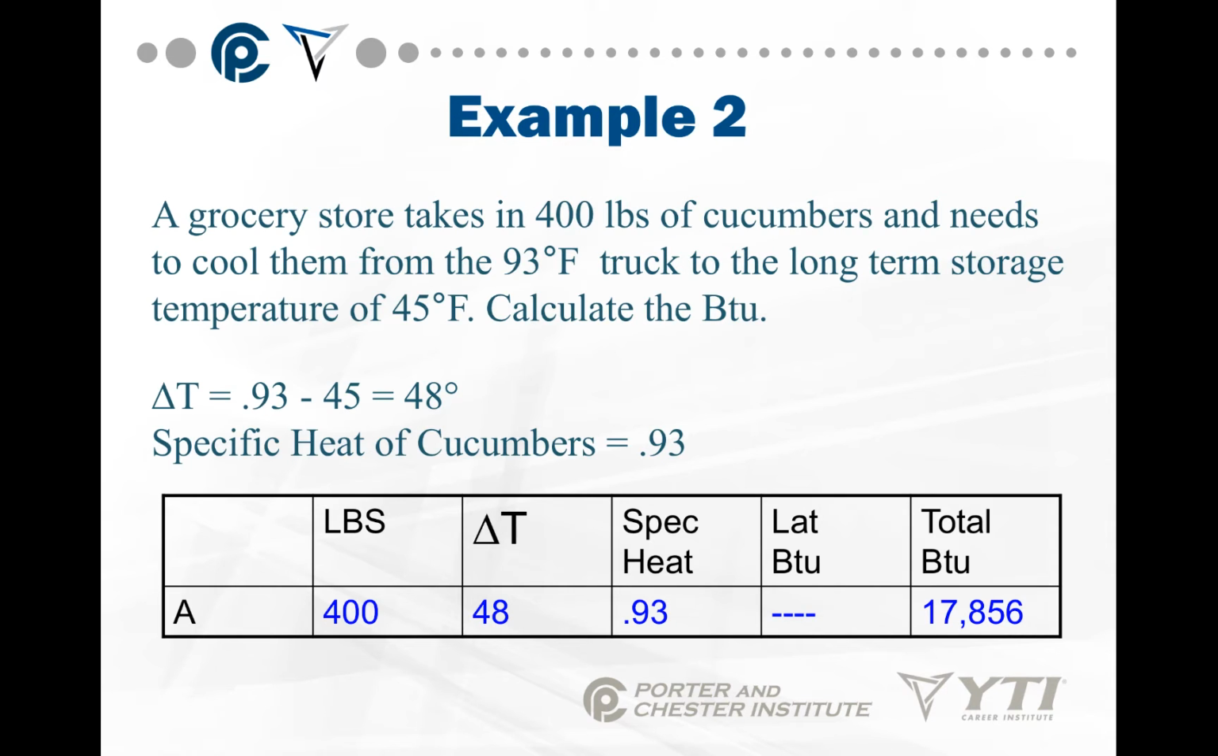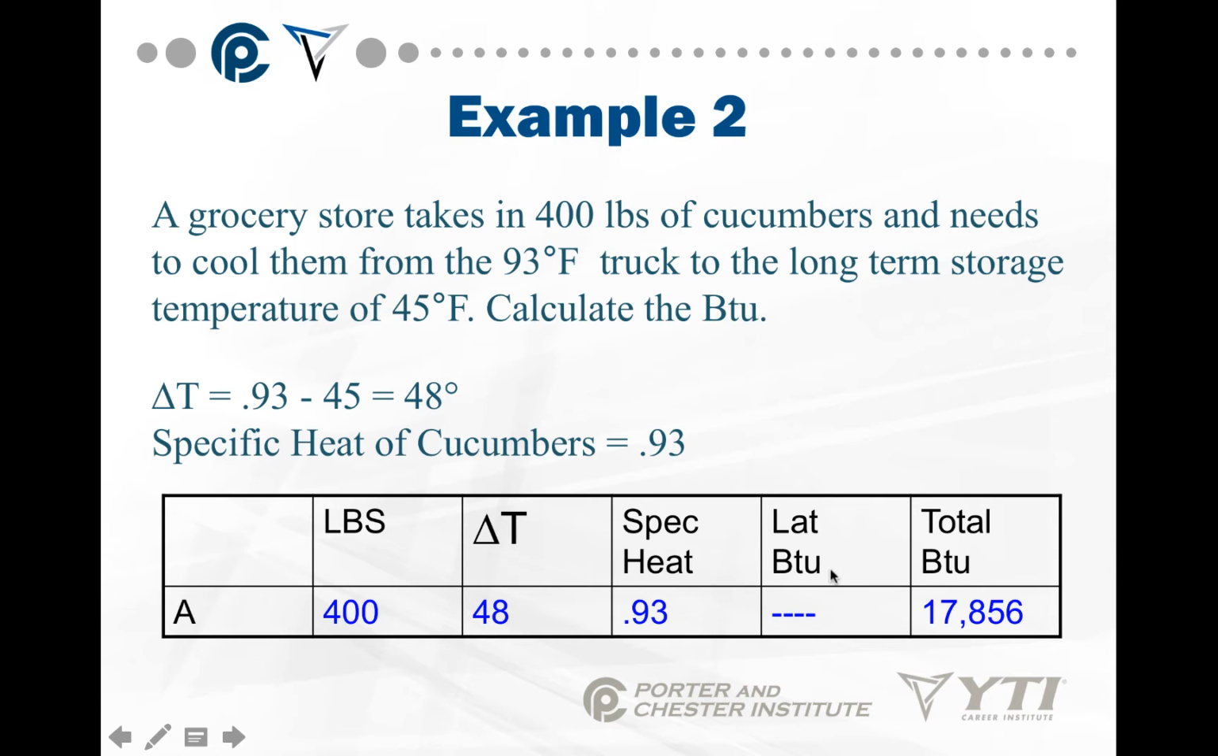Another example, and here we introduce a really neat chart. A grocery store takes in 400 pounds of cucumbers and needs to cool them from a 93-degree truck to a long-term storage temperature of 45 degrees. We want to calculate the BTUs that need to be removed. So our delta T is 93 minus 45, which is 48. The specific heat of cucumbers is 0.93. So we have 400 times 48 times 0.93 in specific heat.